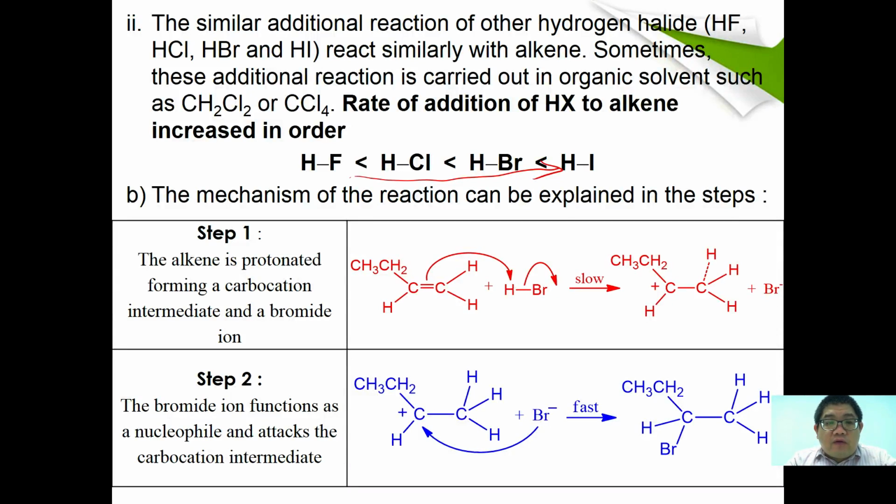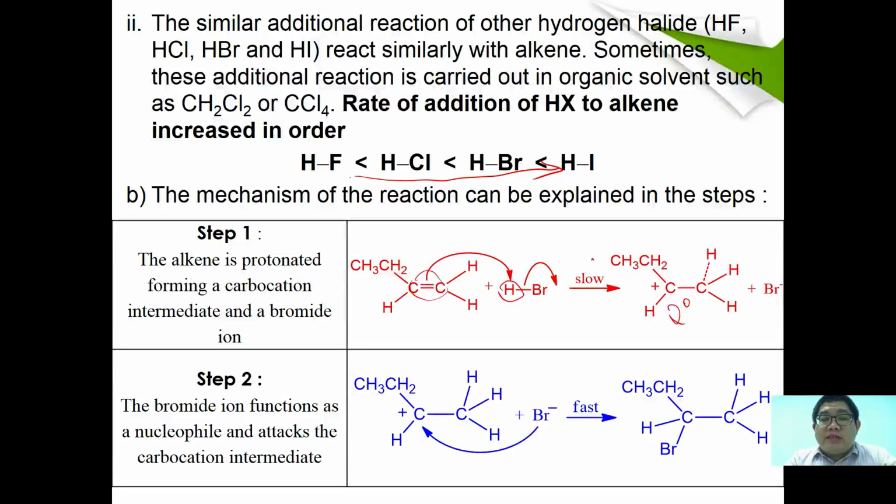Starting from step 1, the alkene is protonated to form the carbocation, where the unsaturated C double bond C will attack the hydrogen in the hydrogen bromide, and heterolytic fission takes place between the hydrogen and the bromine atoms. So you form a secondary carbocation, and the hydrogen will go to the carbon with more hydrogen in it.